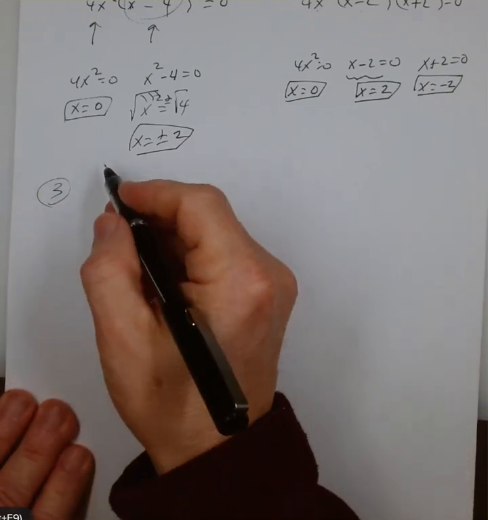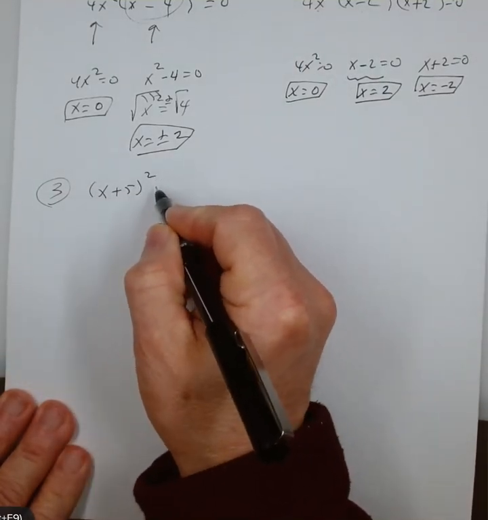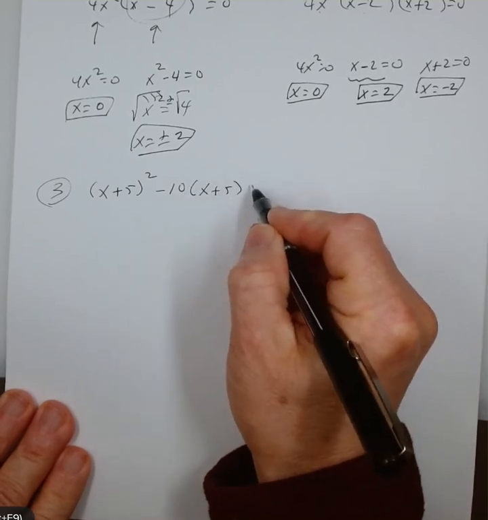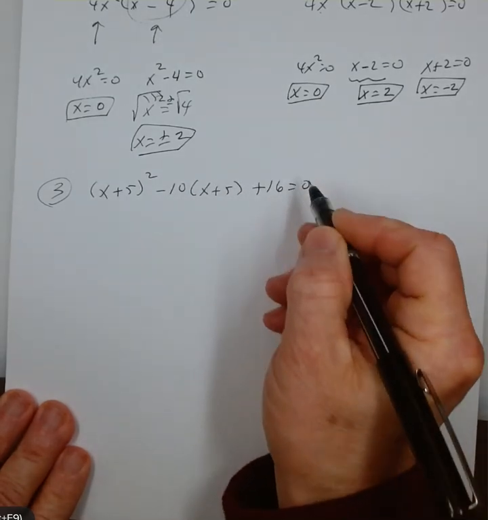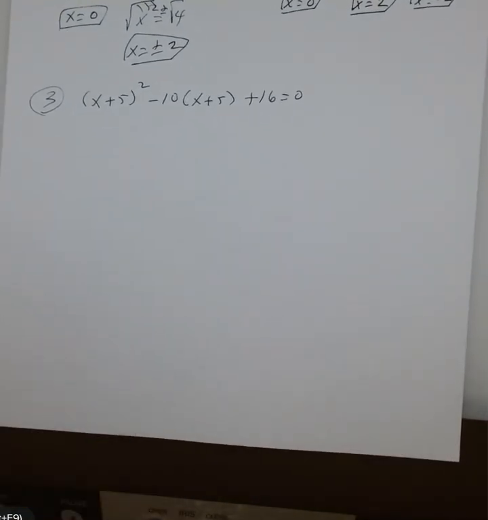Okay. It looks like this. X plus 5 squared minus 10 times x plus 5 plus 16 equals 0. And at that point, you're going to say, okay, I'm going home, I'm going to take a nap. I'm done for tonight.